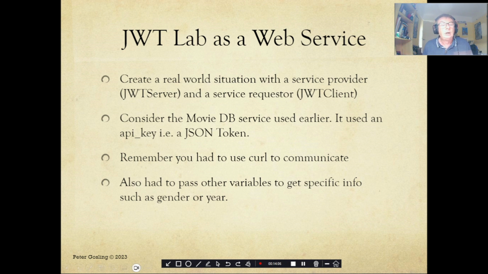Okay. If you remember back, we used the movie database as an example at the very beginning of how to put together a JSON token. And you remember we had to use curl to communicate. You're going to have to use curl in this case, okay? Because we're communicating from one website to a different website, so the client to the server. So curl is what we use, just the client URL.